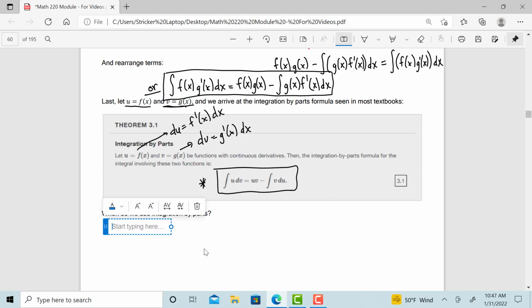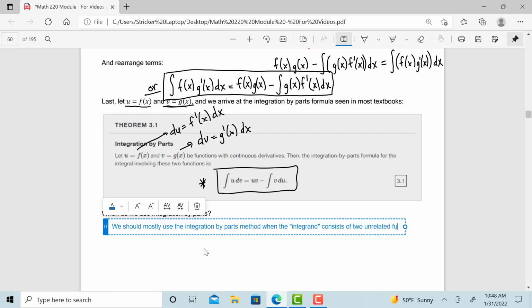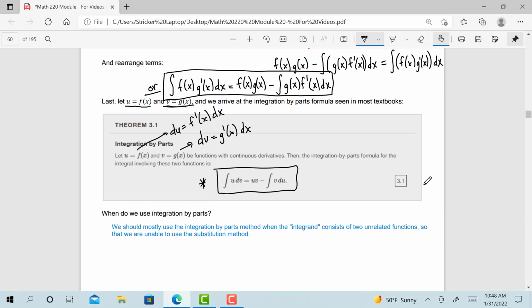Let's say this: we should mostly use the integration by parts method when the integrand, remember that term, the integrand, that's the part inside the integral that we're actually integrating, consists of two unrelated functions, so that we are unable to use the substitution method. So we have two functions, a lot of times unrelated.